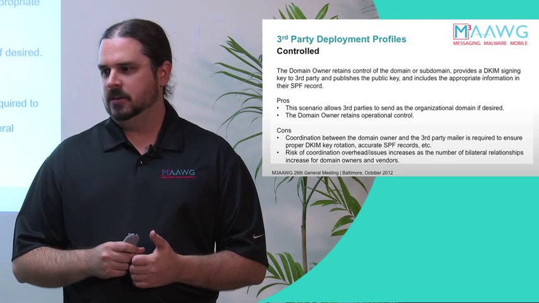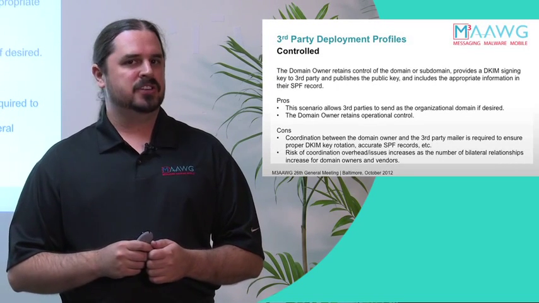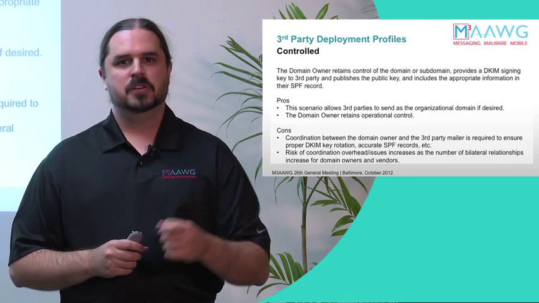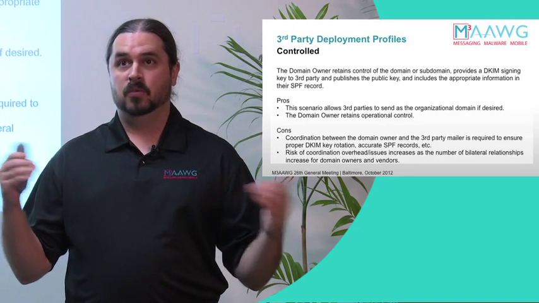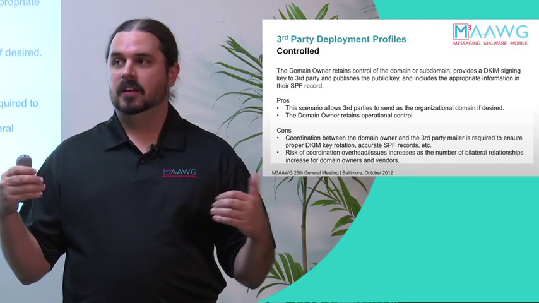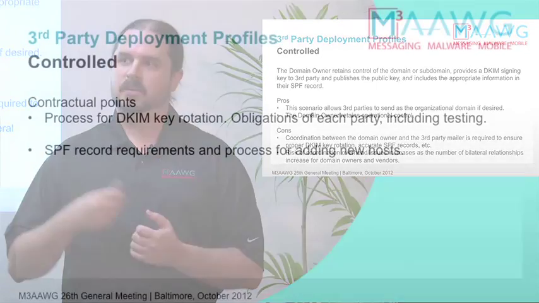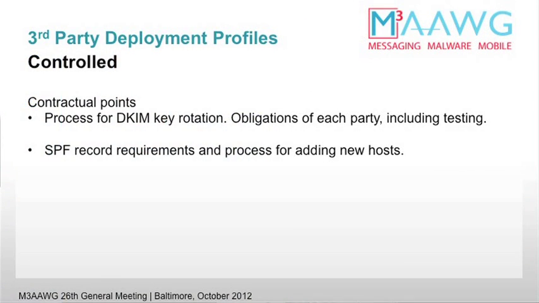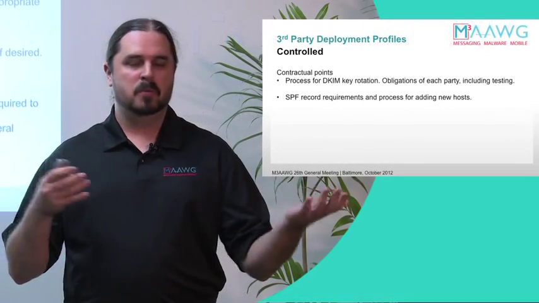The cons to this are that there's going to be a lot of interaction required. Every time you make infrastructure changes, you're going to have to coordinate with them before you start sending any mail. Anytime they make any sorts of changes, like when they roll their DKIM keys, for example, they're going to have to give you the keys in advance so that you can set them up. There's basically just more manual overhead.